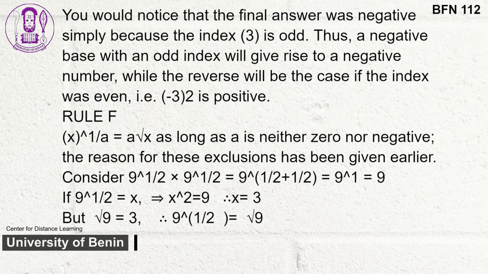Thus, a negative base with an odd index will give rise to a negative number, while the reverse will be the case if the index was even, i.e. (-3)² is positive. Rule F: x^(1/a) equals the a-th root of x, as long as a is neither 0 nor negative. The reason for these exclusions has been given earlier.